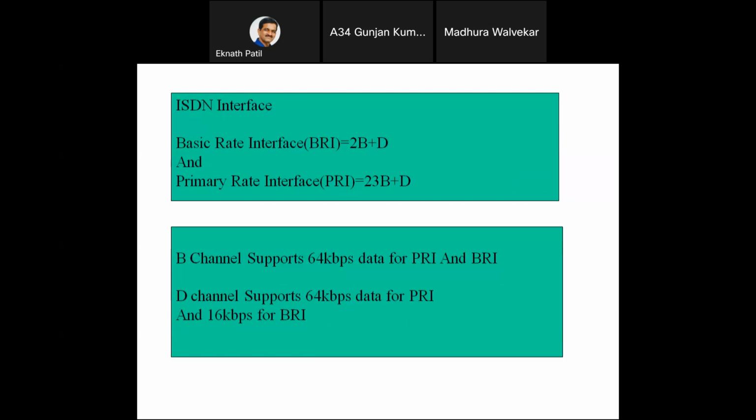The B channel supports 64 kbps data for PRI and BRI, that is the basic rate interface and the primary rate interface. The D channel supports 64 kbps data for PRI and 16 kbps for BRI.